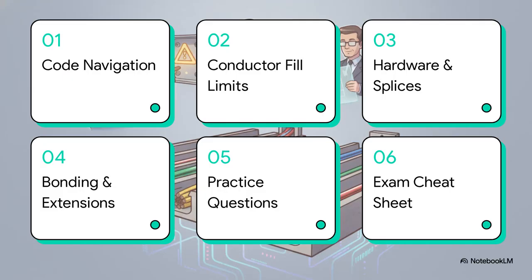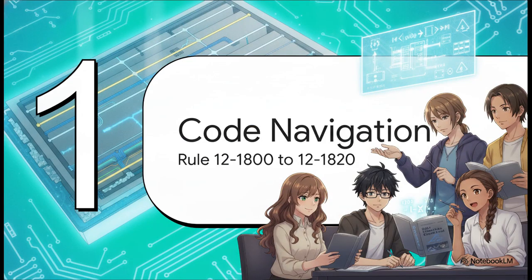Here's what we're covering today. We'll start with cellular floors and code navigation, then move into conductors and fill limits, check out hardware, splices, and boxes, cover bonding and system extensions, tackle some Red Seal practice questions, and wrap it all up with an exam cheat sheet recap. All right, let's kick things off with cellular floors and code navigation.